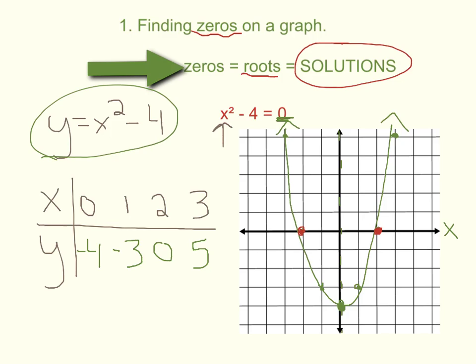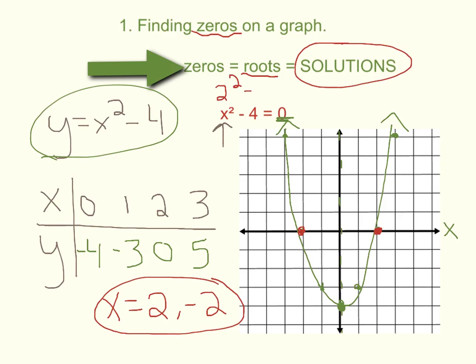So your solution to this is x equals a positive 2, but if you look, x also equals a negative 2. So you actually have two solutions to this, and if you look back at your equation, this should make perfect sense because 2 squared minus 4 equals 0. But if you also plug in negative 2 squared minus 4, you also get 0. So you have two solutions that work.